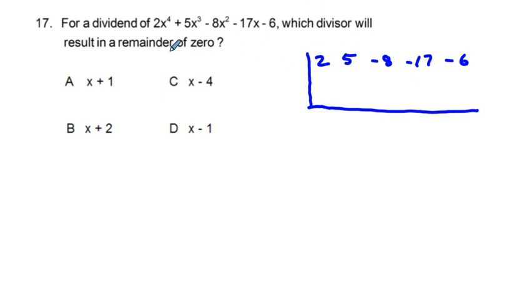And then out here, for answer choice A, we're going to put negative 1 on the outside. So we bring down this 2. Negative 1 times 2 is negative 2. 5 plus negative 2 is 3. Negative 1 times 3 is negative 3. Negative 8 plus negative 3 is negative 11. Negative 1 times negative 11 is 11. And then negative 17 plus 11 is negative 6. And then negative 1 times negative 6 is 6.